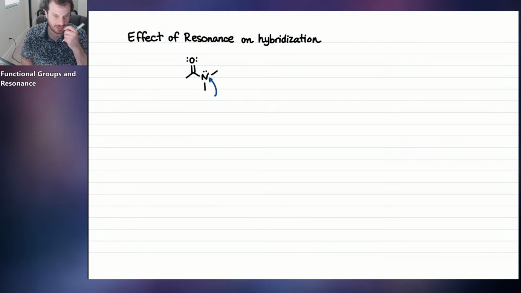Remember, in order to determine the hybridization, we calculate the steric number. Do you remember the formula for the steric number? It's the number of sigma bonds plus lone pairs. So if you look at this nitrogen, there's 1, 2, 3 sigma bonds and 1 lone pair. So the steric number is 4. So we would say that that is sp3. Or I'll say it appears sp3.